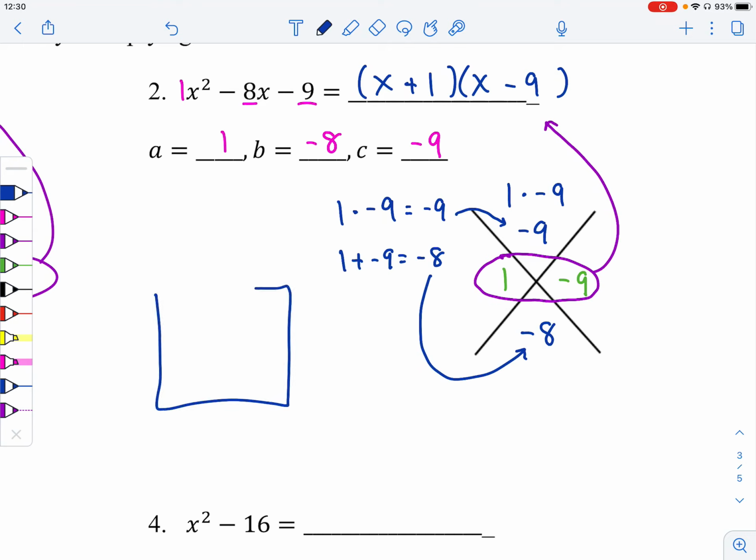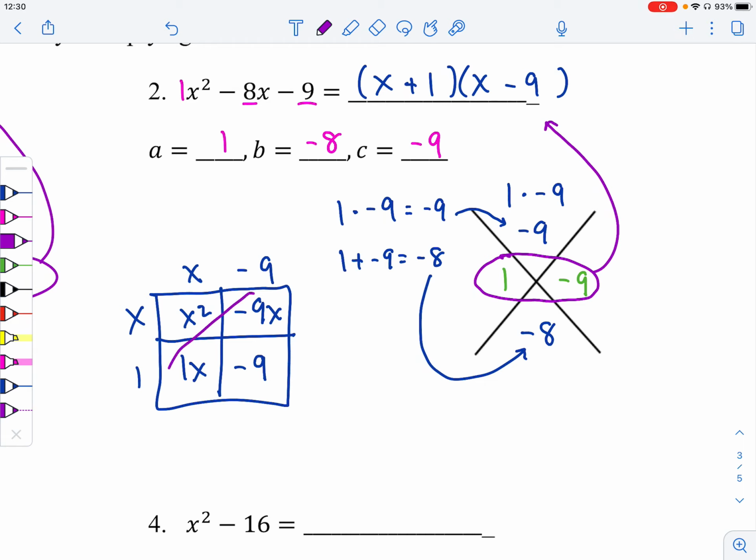Let's do the box method again. So x, positive 1, x, negative 9, and multiplied: x times x, x squared; x times negative 9, negative 9x; 1 times x, 1x; 1 times negative 9, negative 9. Our middle terms always combine. That'll give us negative 8x. So x squared minus 8x minus 9, and that's what we started with. So we are correct. X plus 1 times x minus 9.